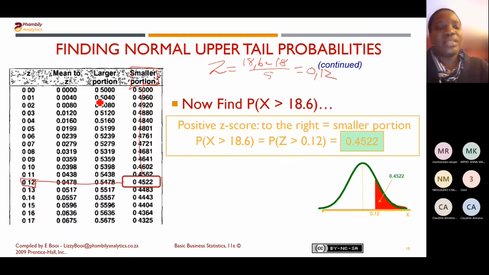The sum of these two values, the larger portion plus the smaller portion, will give us 1 or 100%. If you add these two values, they will give you 1 or 100%, because the sum of all probabilities, or the sum of all values underneath the curve, equals 1. But this is how you will find the probability of a smaller portion.